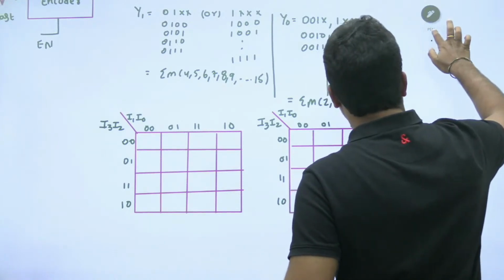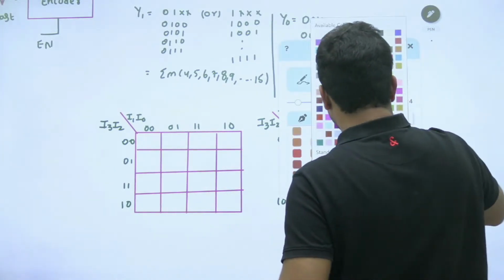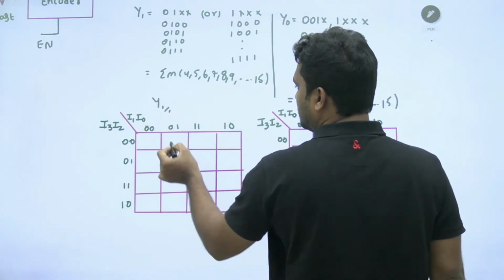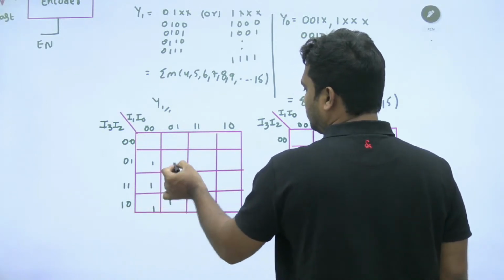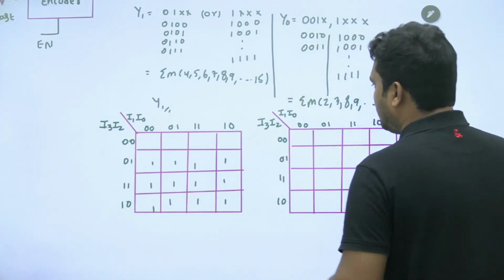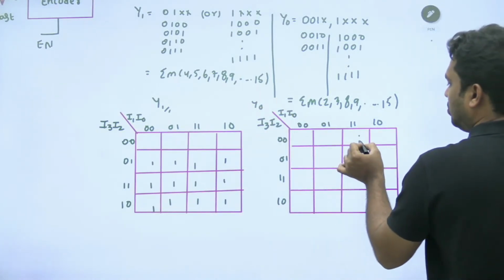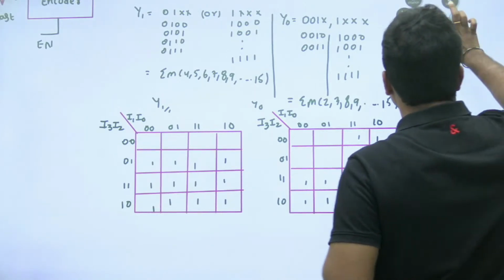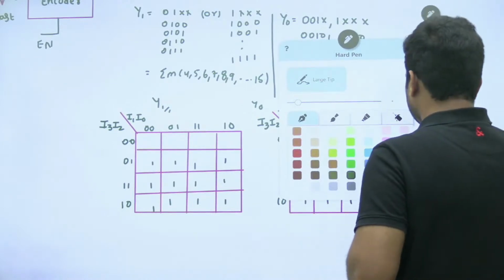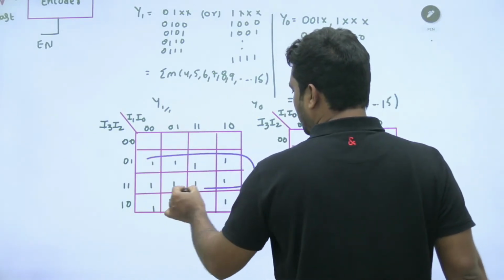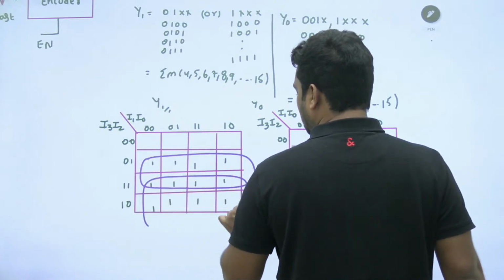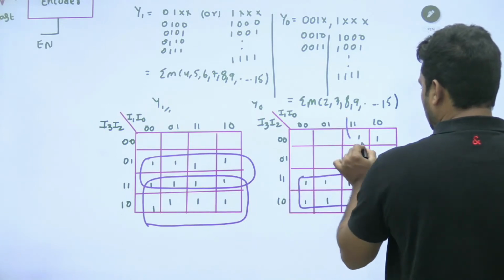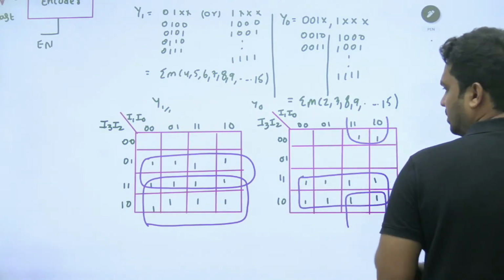Right, now let's fill for y1. Y1 is the sum of the minterms of 4 to 15. And y0 is the sum of the minterms 2, 3, 8 to 15. So this will make one octet. This will make another octet. This will make an octet. This will make another octet.